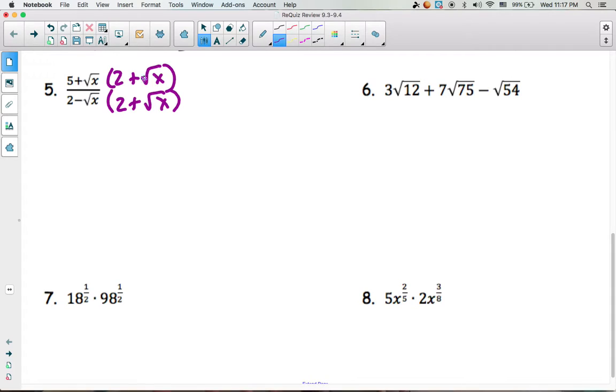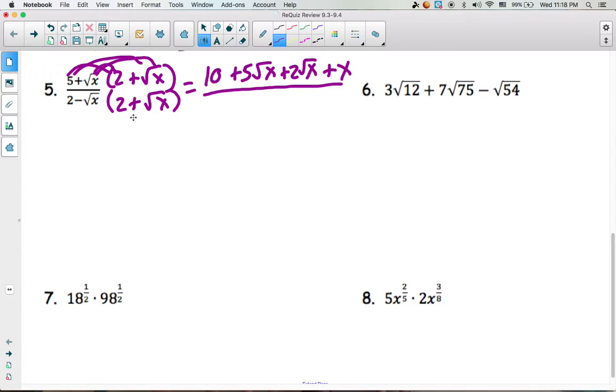So in the numerator, we're going to FOIL. We're going to go 5 times 2 is 10. 5 times the square root of x is 5 square roots of x. We'll go 2 times the square root of x gives us 2 square roots of x. And then square root of x times square root of x is just x. So the radical will cancel itself and whatever's underneath will drop out. That is going to be over.